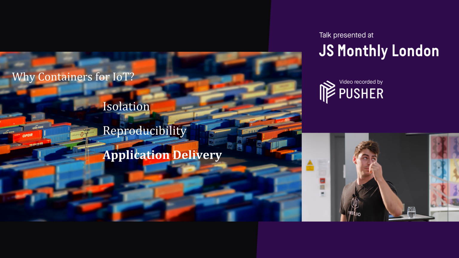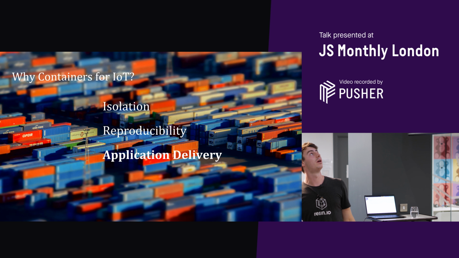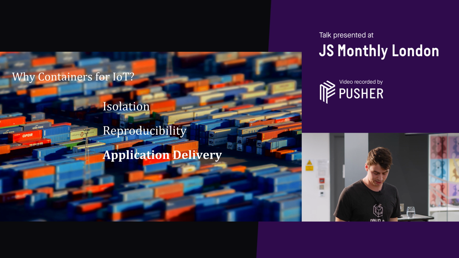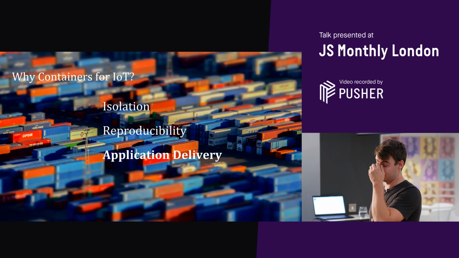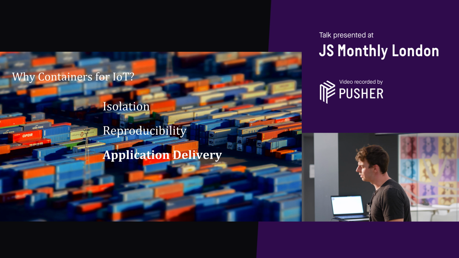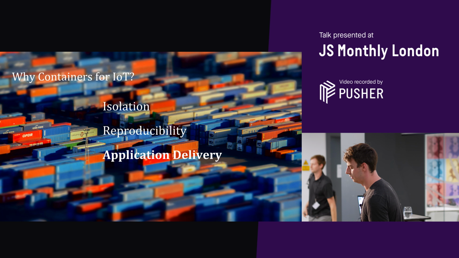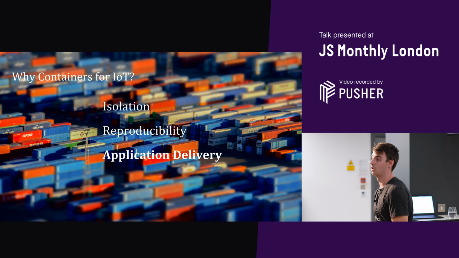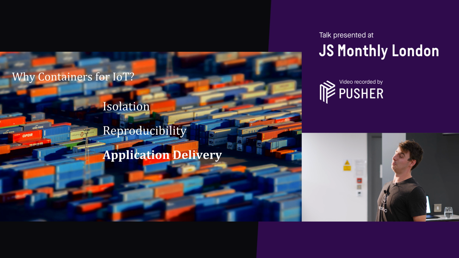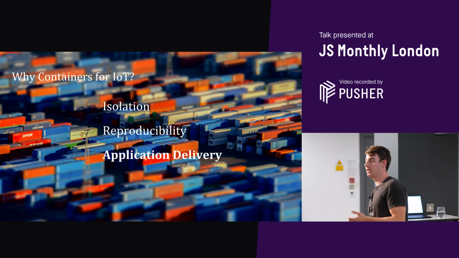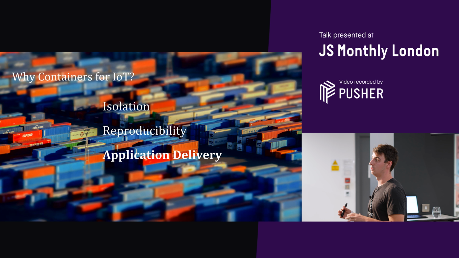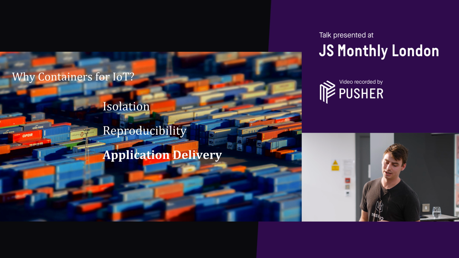Application delivery, I think personally, is the most important part of using containers for IoT. So for a typical desktop application, you've got several different methods of deploying it. You've got auto updaters, you've got web apps, you've got, at a push, you've got FTP if you need to. But if you have an IoT project and that device is not on the same local network that you are, your options are pretty limited.